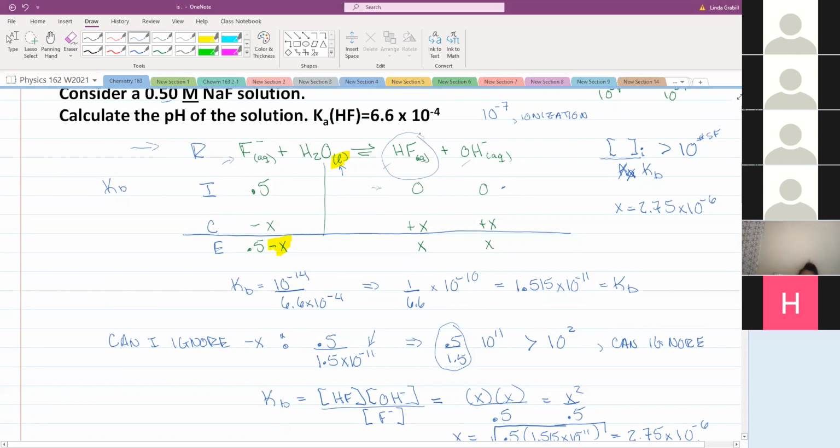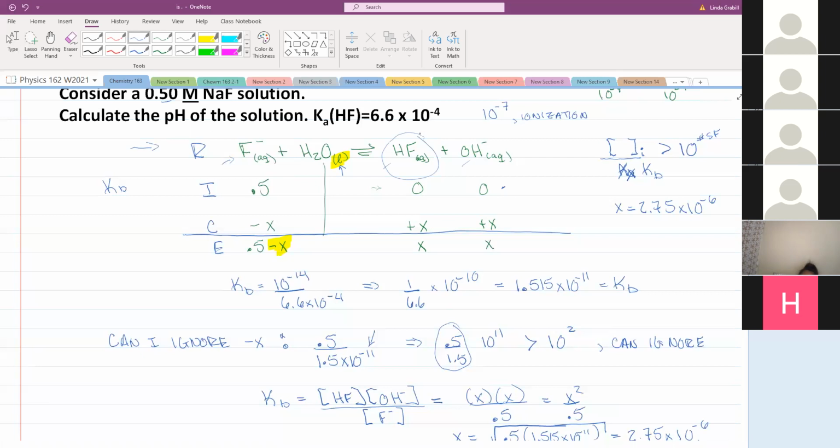I had a quick question. Sorry, just before we go on. If you put in the initial OH concentration, then you'd have whatever that concentration is plus X, and then you're doing a quadratic. So with that, can you do the thing where you ignore plus or minus X, or can you not do it with that?